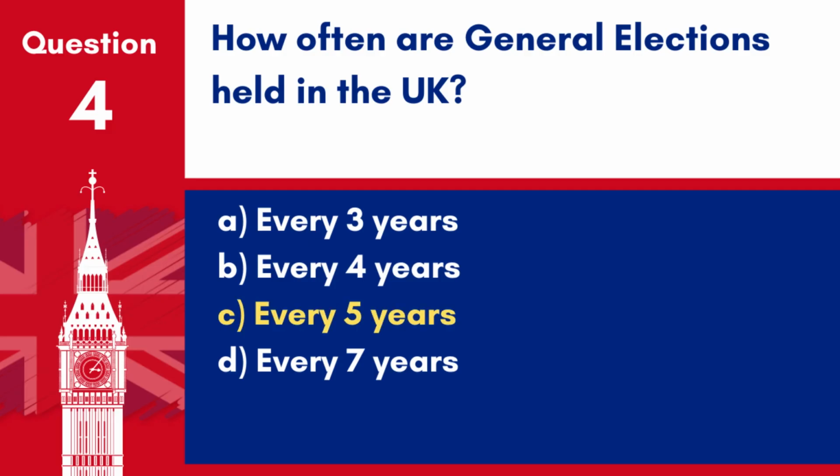Answer. C. Every 5 years. By law, general elections are held every 5 years to elect members of Parliament to the House of Commons.